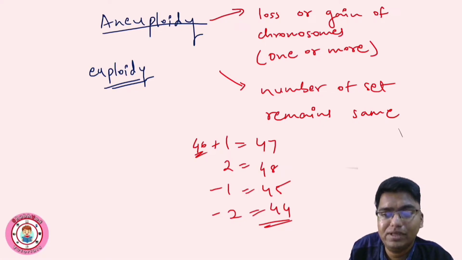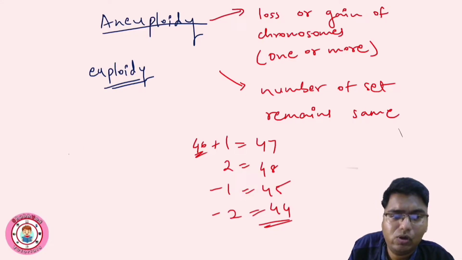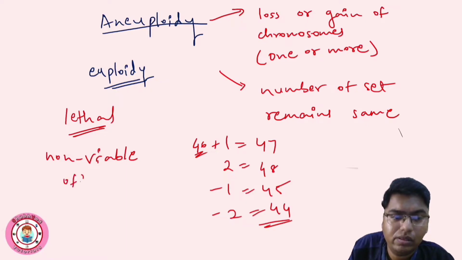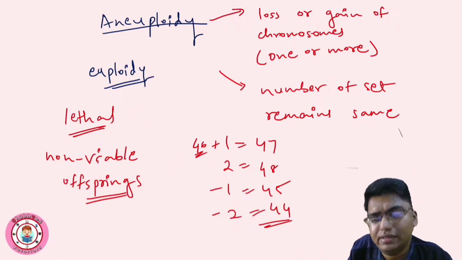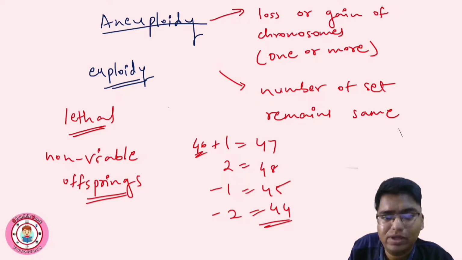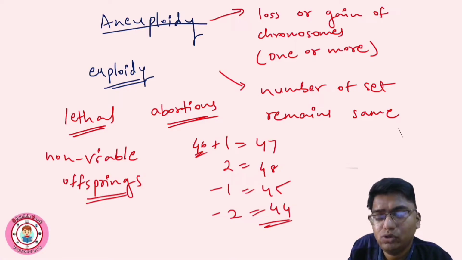Basically, this condition is very dangerous. The offspring are not viable; we can say this is lethal. Non-viable offspring are produced basically. This results in a lot of abortions, or premature babies. So this is basically a chromosomal abnormality.